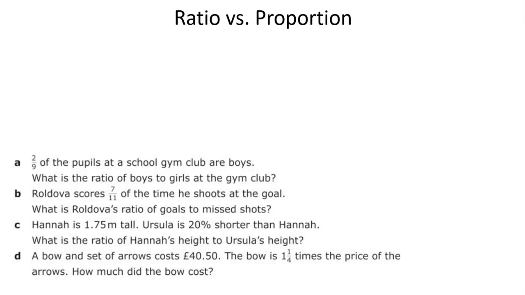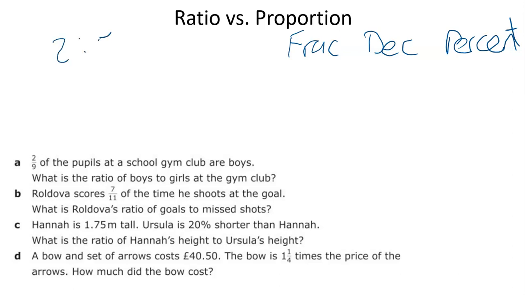Hello, and this time we're looking at what's the difference between a ratio and a proportion. They're not the same thing. First of all, what is a proportion? This is fractions, decimals, or percentages. Those are proportions, and proportions tell you how much of a quantity you have, but compared to the total. Whereas a ratio will tell you how much you have compared to somebody else.